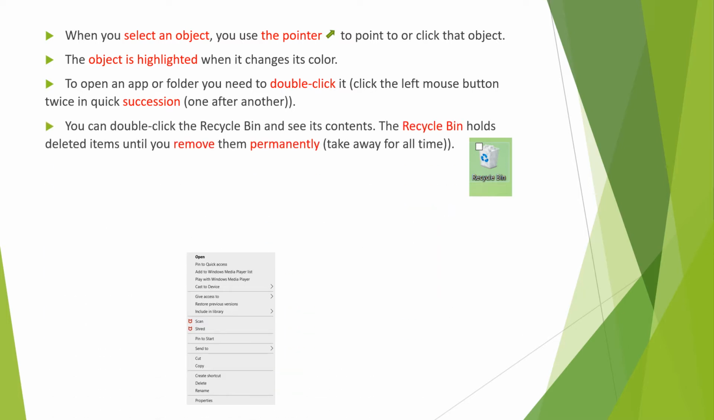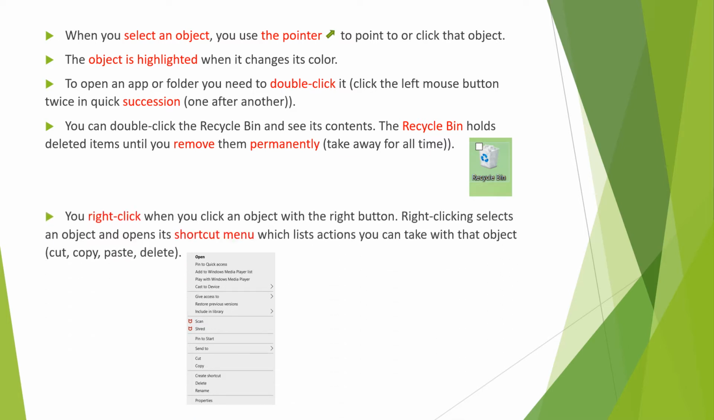You can double-click the recycle bin and see its contents. The recycle bin holds deleted items until you remove them permanently. Remove permanently, take away for all time.